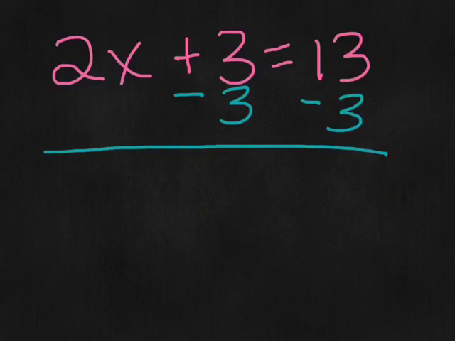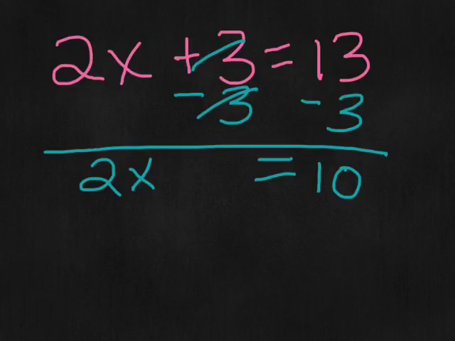And why did I do that? Well, I'm trying to undo plus 3, and that's exactly what I did. So all that's left over here is 2x. And on the right, I had 13 minus 3 is 10. I'm left with 10. So now I have 2x equals 10. I haven't isolated x yet. I still have a times 2.